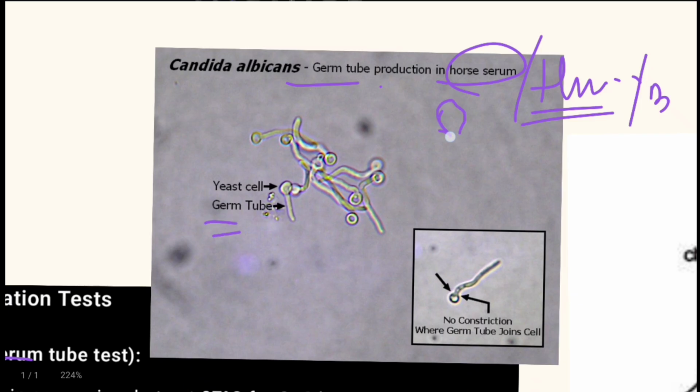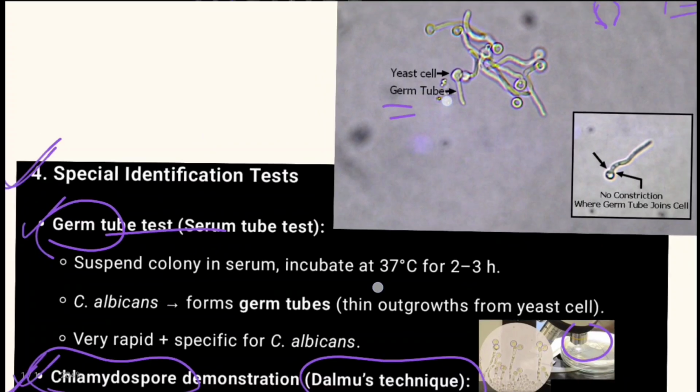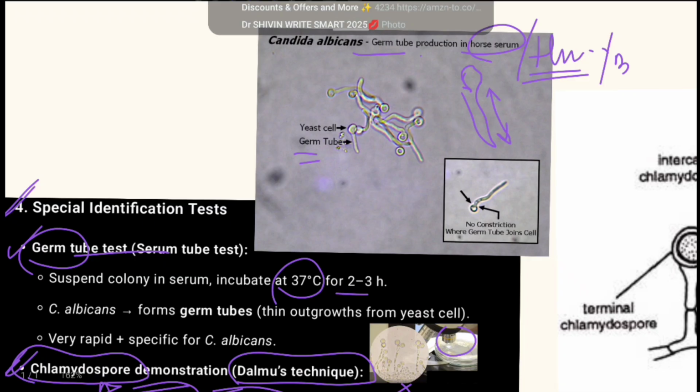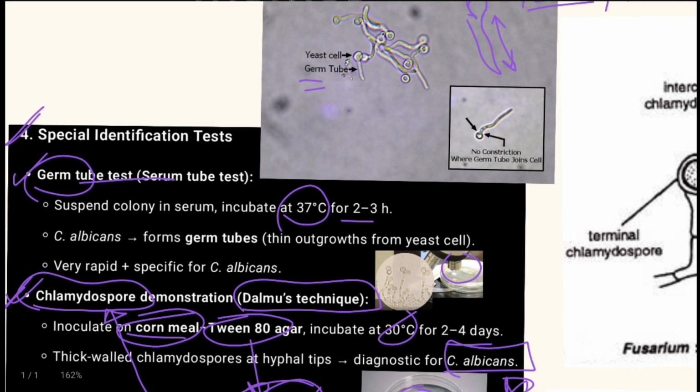From the yeast cell only, whenever these yeast cells are suspended in serum and incubated at 37 degrees Celsius for 2 to 3 hours, they start producing a tube. Such an extended part is called a germ tube.